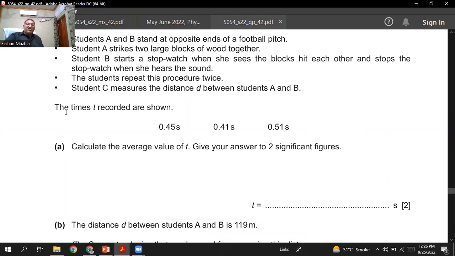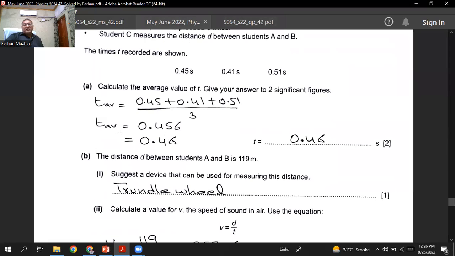Calculate the average value of T. Give your answer to two significant figures. So if you want to find the average value of T, you just add these three values, and whatever their sum is, you divide it by three. So 0.45 plus 0.41 plus 0.51, and you divide the sum by 3, and that will give you 0.456, which means 0.46. So the average time is 0.46 seconds.